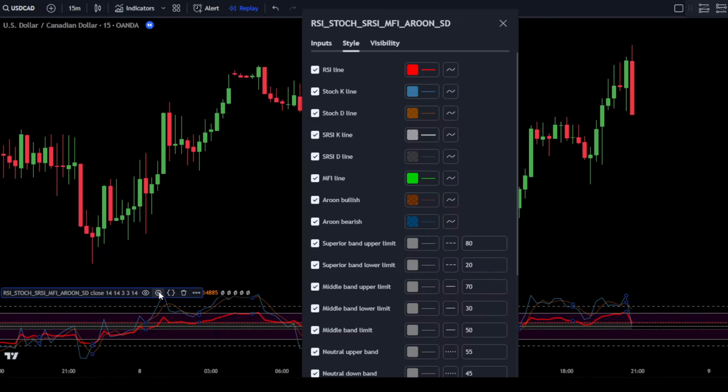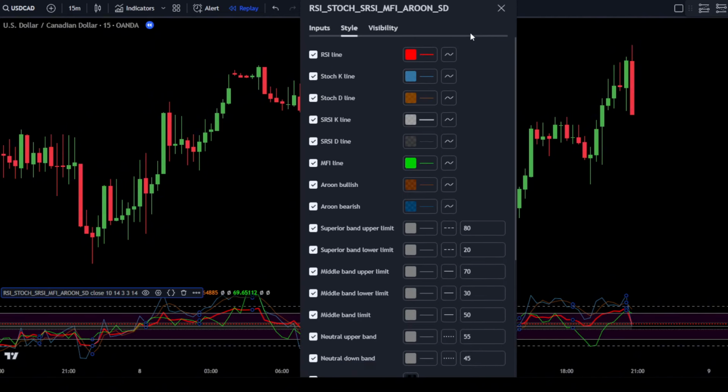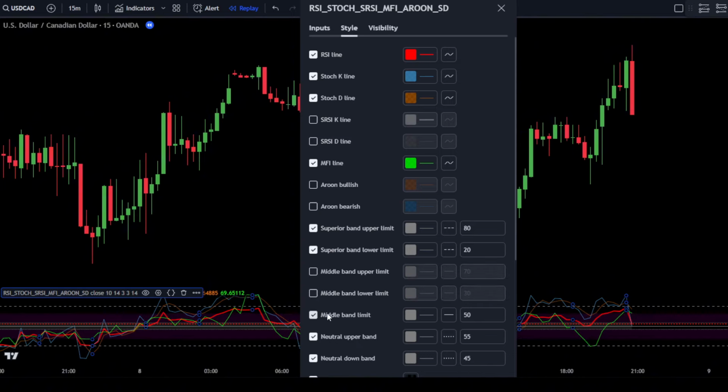Next, configure the RSI Stoch MFI indicator. In the Inputs tab, check the box for Use MFI. Then, set the RSI length to 10. After that, go to the Style tab. In the Style tab, uncheck the options we don't need and keep only the RSI line, Stoch K line, Stoch D line, MFI line, Superior Band Upper Limit, and Superior Band Lower Limit.